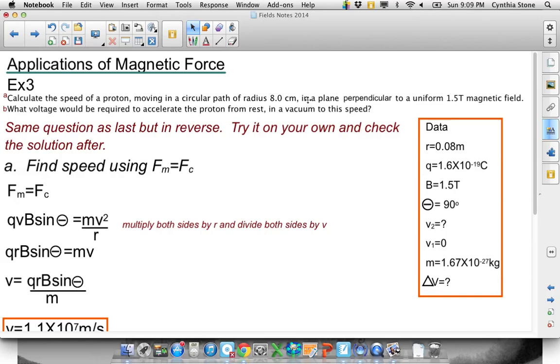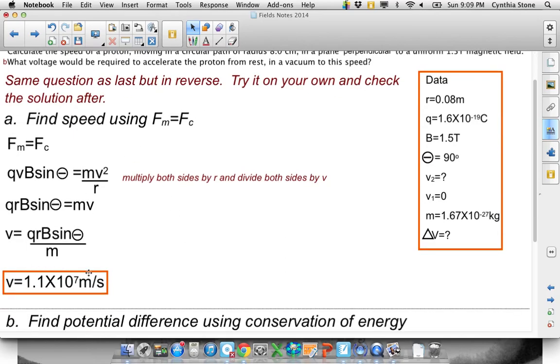So I'm looking for V, and then I have to use the conservation of energy to find my voltage. So, you know, I find speed equating magnetic and centripetal force. I mean, we're talking about a radius. It's given a circular path. That's got to be the case. There's no other solution to be had. So solve for V. Very fast, but still within the range of a number I'm used to, so I'm going to use it.